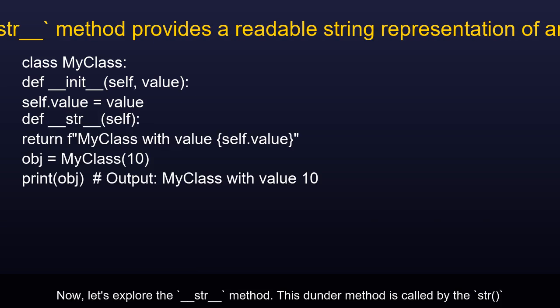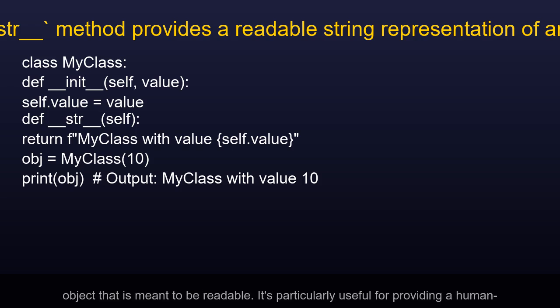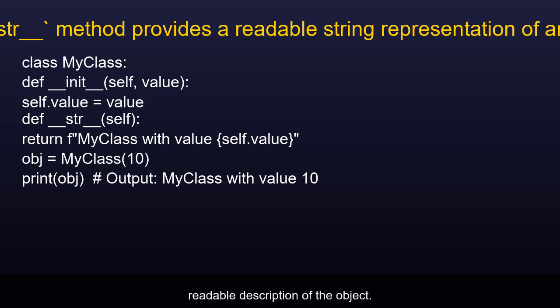Now, let's explore the __str__ method. This Dunder method is called by the str built-in function and by the print function to obtain a string representation of an object that is meant to be readable. It's particularly useful for providing a human-readable description of the object.